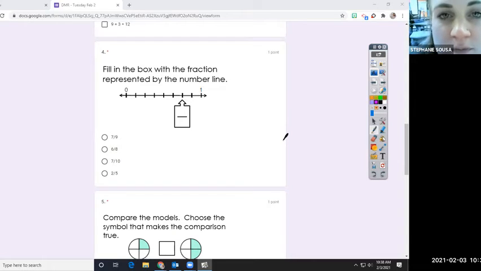People, if I see y'all count the lines on a number line one more time, I'm going to invent a way to come through this camera and scream. That's what I'm going to do. Okay? Do not count the lines on a number line.